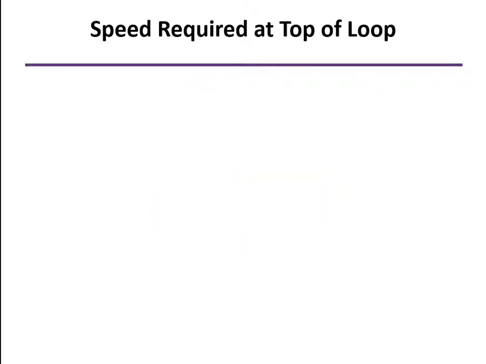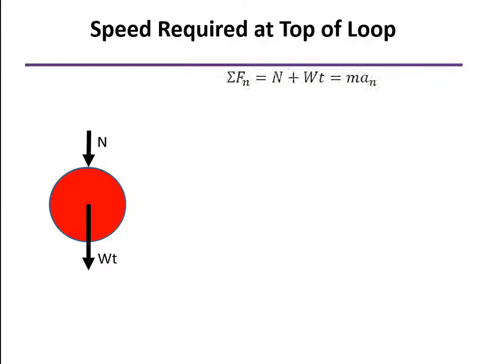Now, what speed are we going to need at the top of the loop to be able to make that circular path and to make sure we don't separate from the track? Well, if we draw a free body diagram of the ball at the top of the loop, certainly we have the weight acting downward, and as long as we're in contact with the track, there will be a normal force between the ball and the track. Both of those will be toward the center of curvature, in other words, in the normal direction.